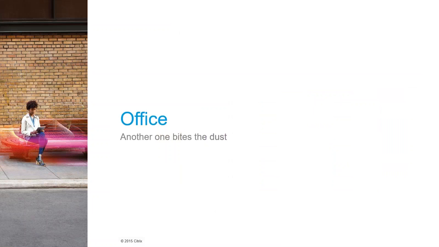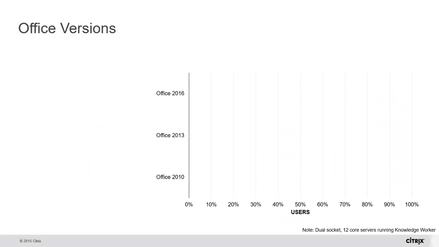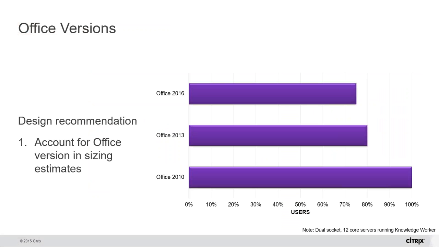The next thing we want to look at is Office. We've been doing these tests for a while. There's been Office 2010, 2013, now 2016. And what we see is that with 2010 and 2013, density decreased, and with 2016, it decreased even farther. So if 2010 gave us 100%, to estimate 2013, you've got to take off 20%. If you're doing 2016, you've got to take off 25%.